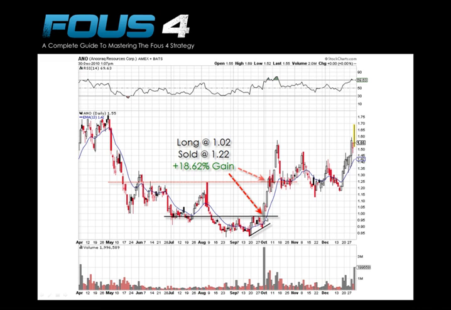Otherwise, I probably would have got stopped out if it broke down below this breakout resistance point here. And then once the 13 EMA moves above the actual neckline breakout, that's when I start riding the 13 EMA trend as a potential stop loss area.